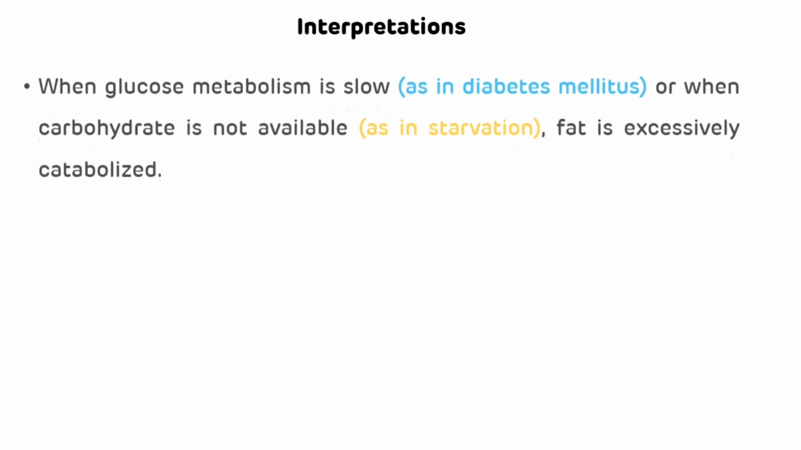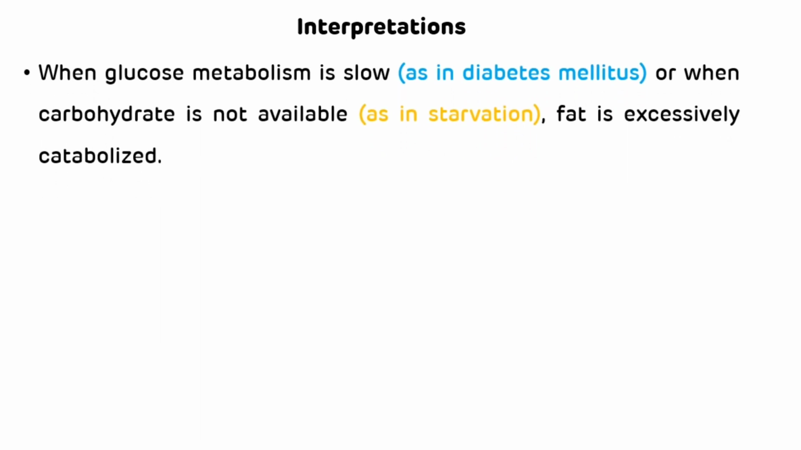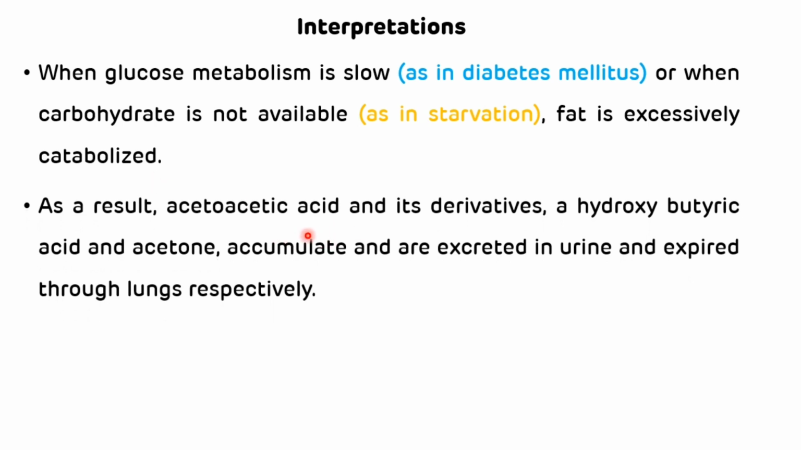Now interpretation of Rothera's test. When glucose metabolism is slow, as seen in diabetes mellitus, or when carbohydrate is not available, as seen in starvation, fat is excessively catabolized, which leads to increased production of acetyl-CoA. And this acetyl-CoA is not completely oxidized in the TCA cycle because of limited availability of oxaloacetate. So in that condition, acetoacetic acid and its derivatives, beta-hydroxybutyric acid and acetone, accumulate and are excreted in urine and expired through lungs respectively.